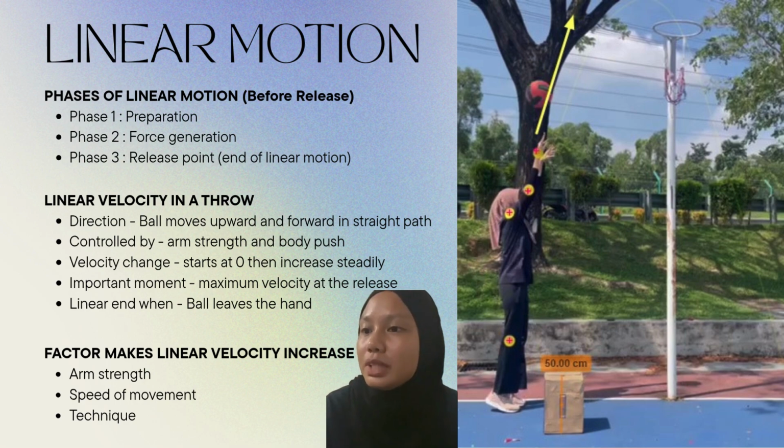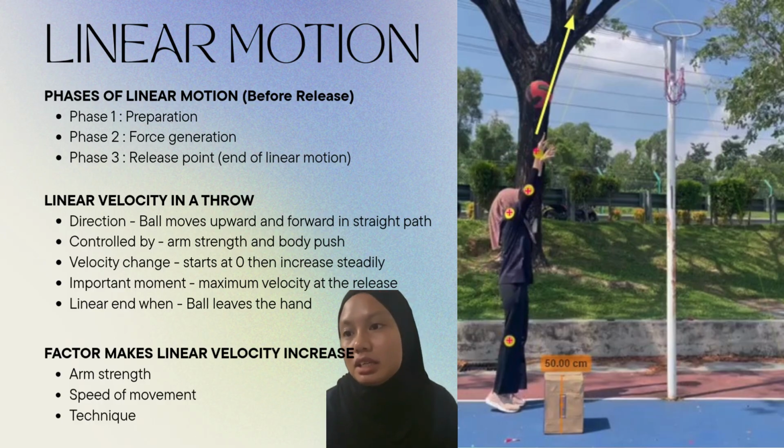Now we move to the linear velocity intro. The first one is direction. The ball moves upward and forward in a straight path. When she starts pushing the ball, it moves diagonally, not just straight up or straight forward, but a mix of both. This part is straight and it's controlled by her hands. This is the direction of linear velocity.